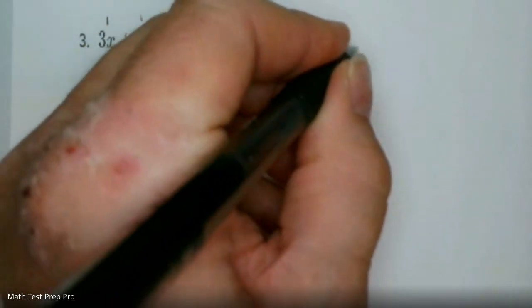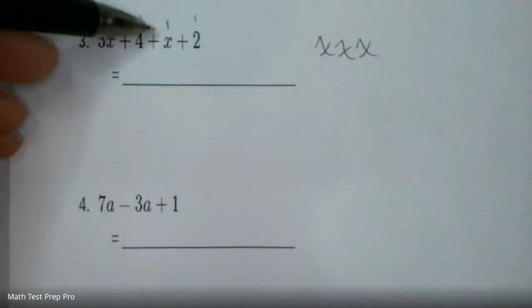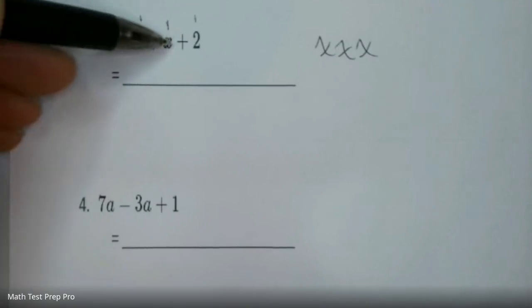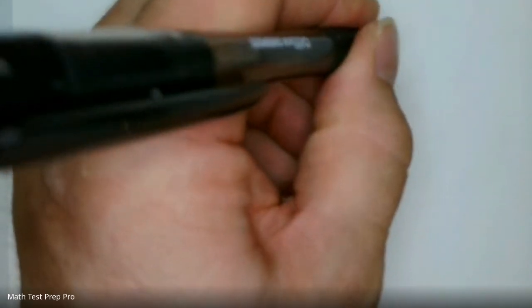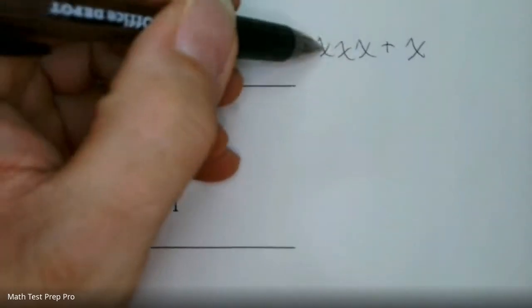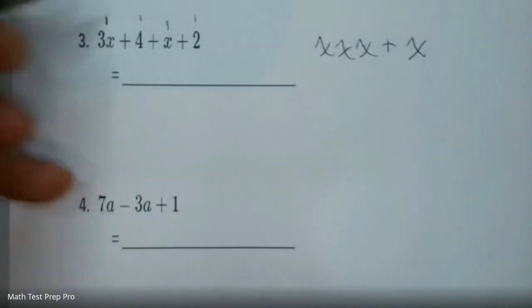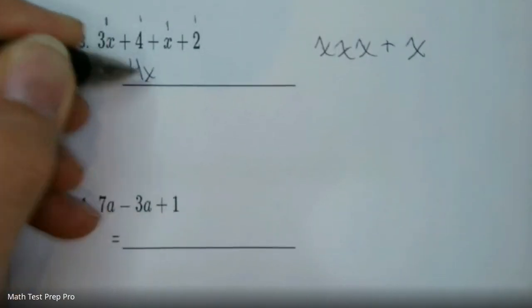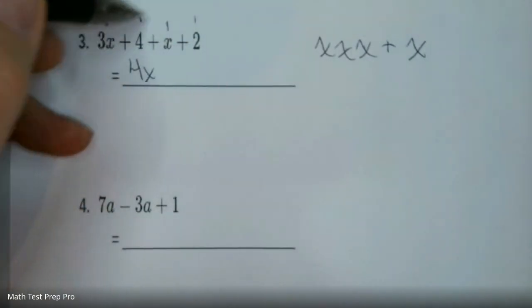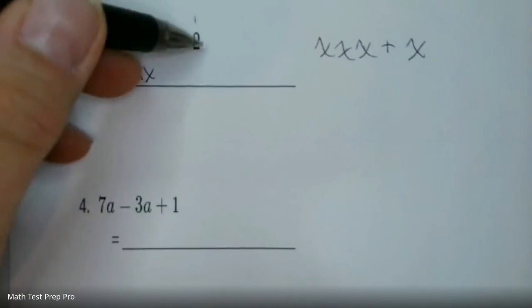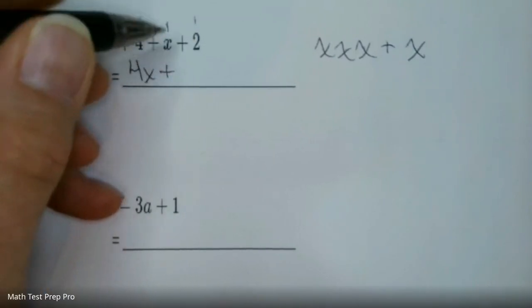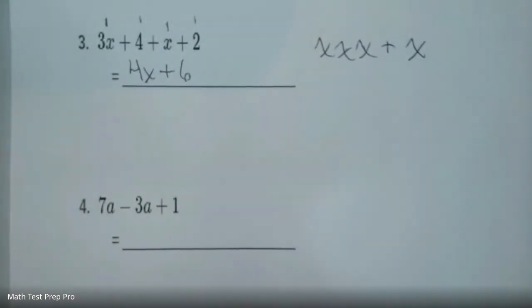So we have 3 x's. Take those 3 x's and you add 1 x, so 3x plus x. You're going to have 1, 2, 3, 4 x's. So I'm going to put 4x down. And then the constants, you're going to add them by themselves. So 4 plus 2 is going to equal 6. Okay? And that's combining like terms. Next.